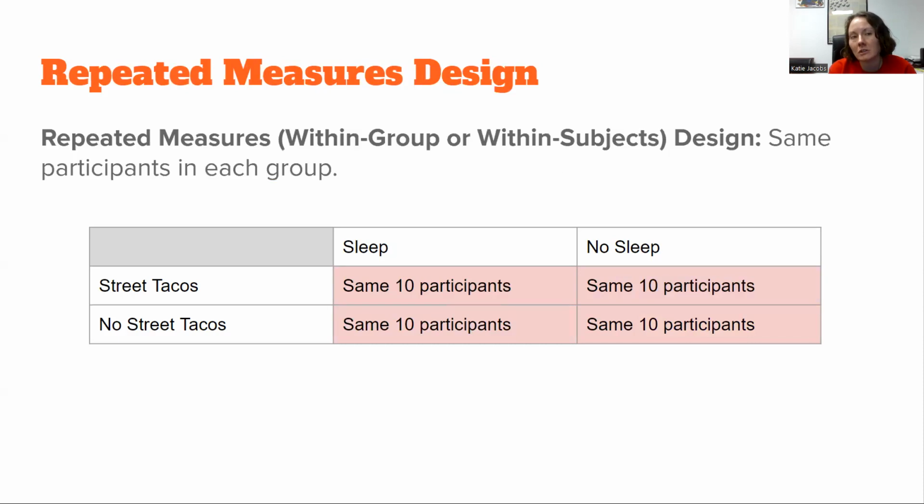Now, if we use a repeated measures design, this is when we'd have the same participants in every single condition. So for example, one day we'd let our 10 participants have sleep and street tacos. One day we'd let our 10 participants get sleep and no street tacos. Then one day we'd let our 10 same participants get no sleep and get street tacos. And then in the last condition, we would allow the same 10 participants to get no sleep and no street tacos, remembering what we learned about counterbalancing earlier in the semester, making sure that there are no order effects and carryover from the different conditions.